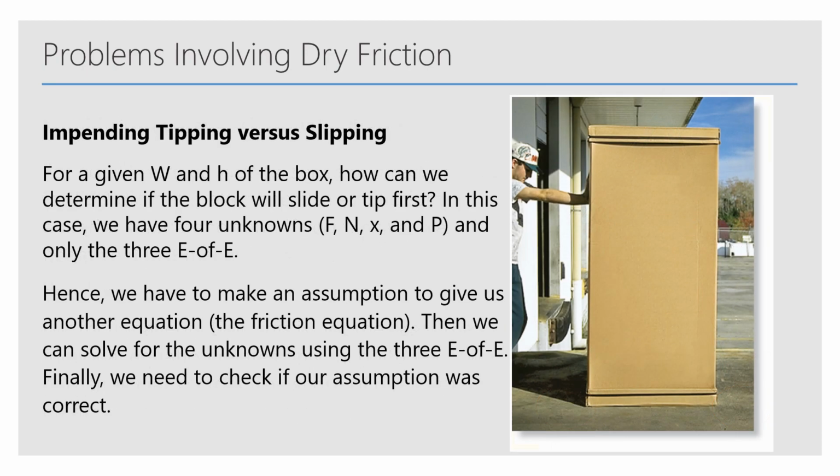Last thing to look at for this section is impending tipping versus slipping. So it's trying to determine whether an object is going to tip over or slip over. In these problems, we will be given the weight of the object and then the height at which the object is being pushed or pulled. So you'll end up knowing what the force is. You'll end up finding what the frictional force is going against it, the normal forces, and then the distances, right? And then you can use that, assuming that it's tipping over or slipping over, to determine which one it is.